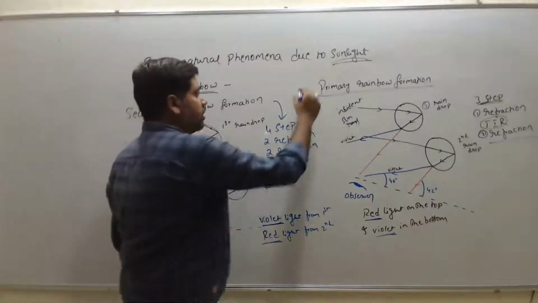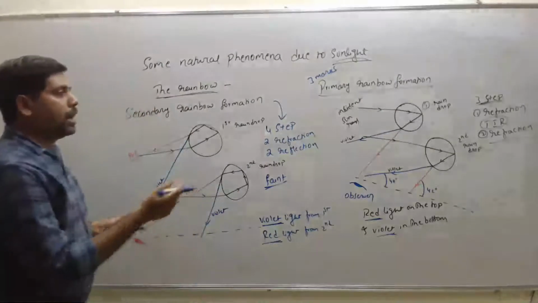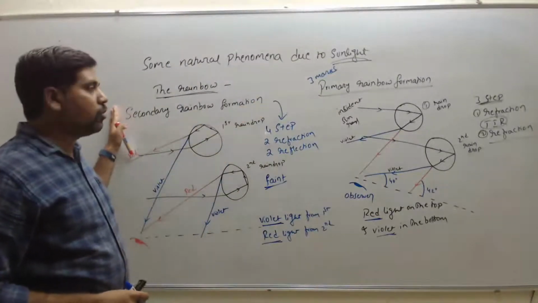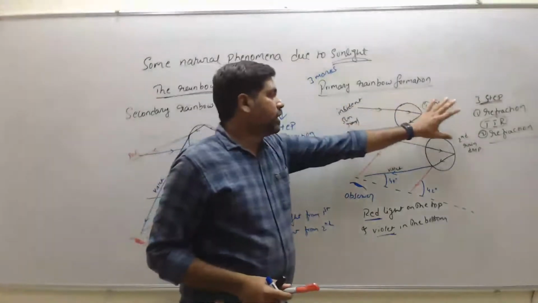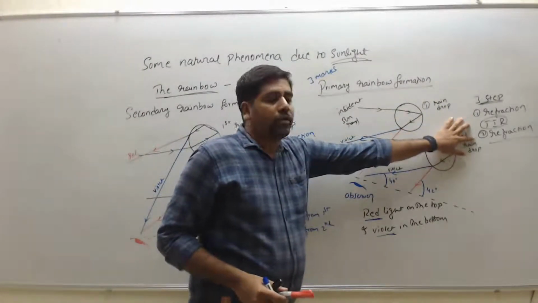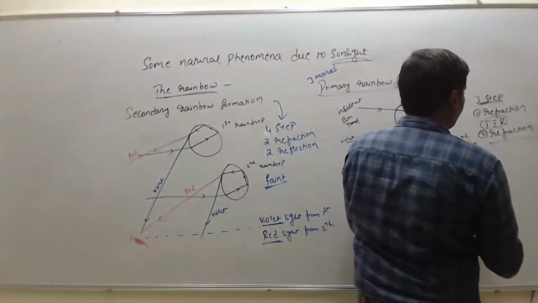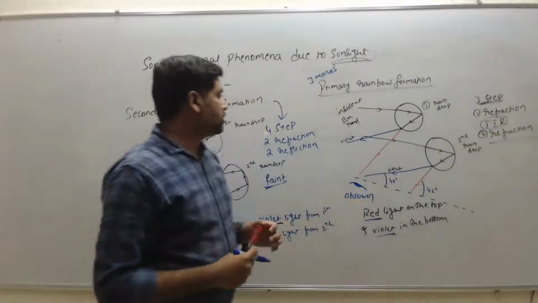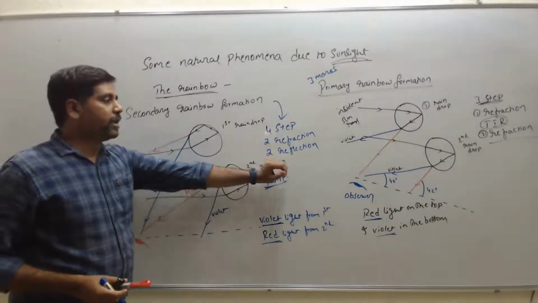In the examination, they may ask for 3 marks, either one. Either they may ask for primary rainbow formation or secondary rainbow formation. So in brief, we say that primary rainbow formation has 3 steps, that is 1 reflection and 2 refractions, and in the secondary we have 2 refractions and 2 reflections.